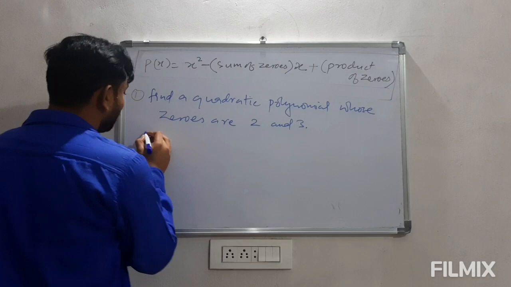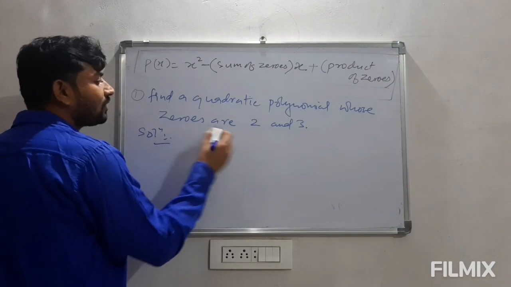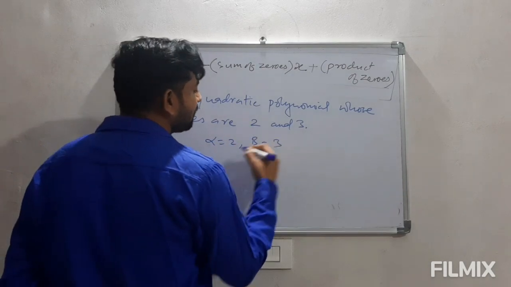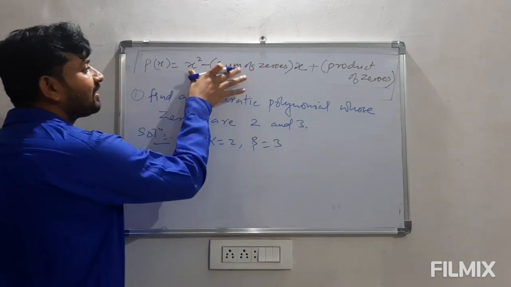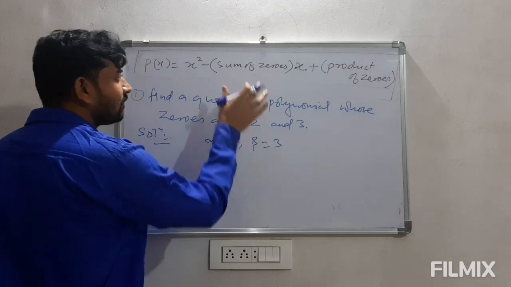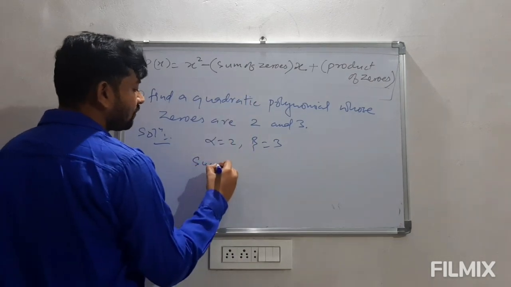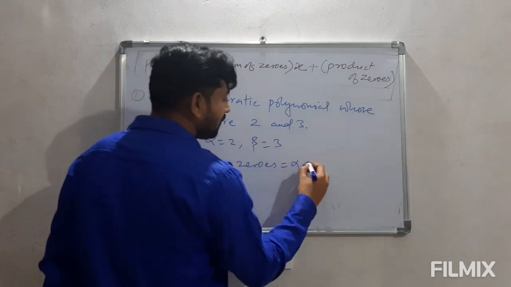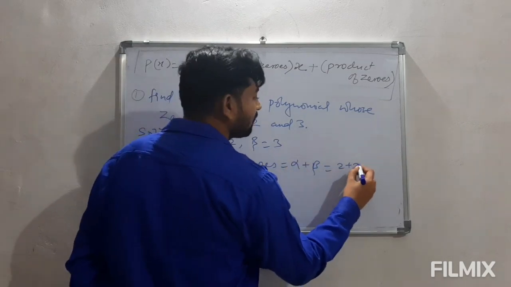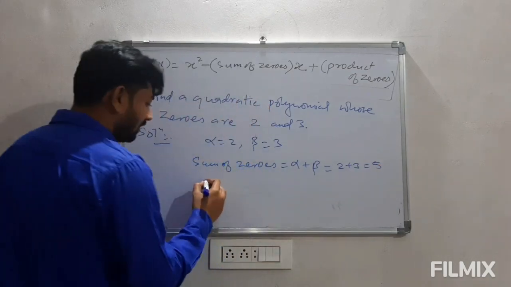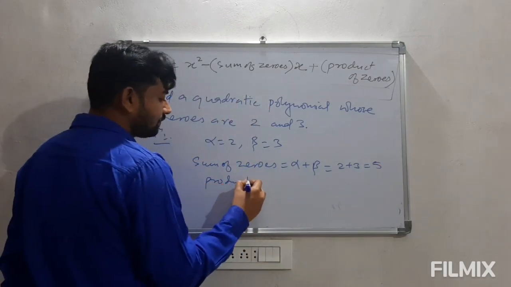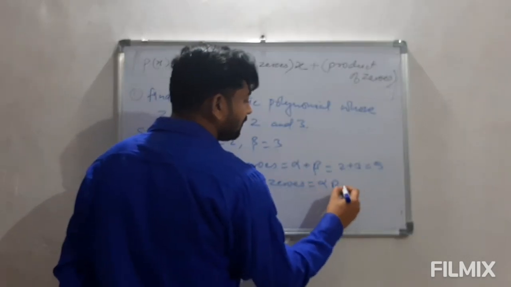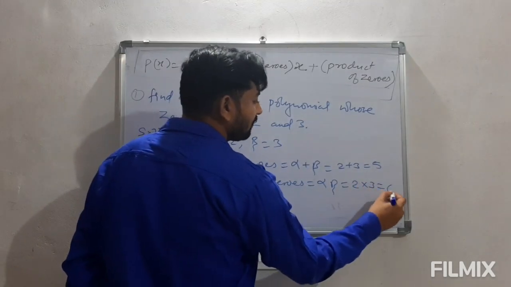So now look at this. What is given to us? Roots are given, zeros are given, means alpha is equals to 2 and beta is equals to 3. As we know, we have a direct relationship for this. So for that we will be needing sum of zeros. So sum of zeros, what is it? Alpha plus beta, that is 2 plus 3, which is equals to 5. And the product of zeros, that is alpha beta, which is nothing but 2 into 3, that is 6.